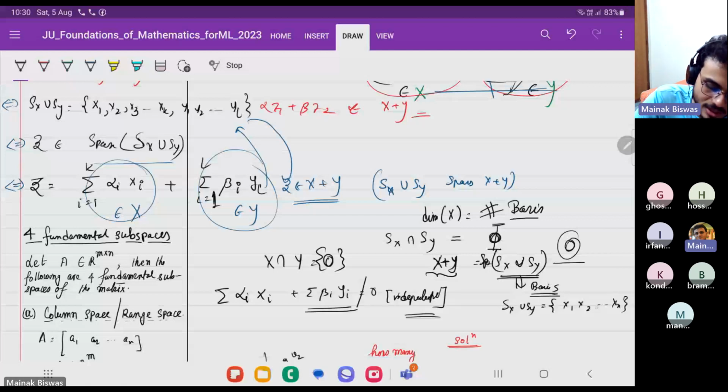And how many dimensional will it be? Basis for x plus y. So it will be k plus l dimensional, right? And what is the dimension of x and what is the dimension of y?